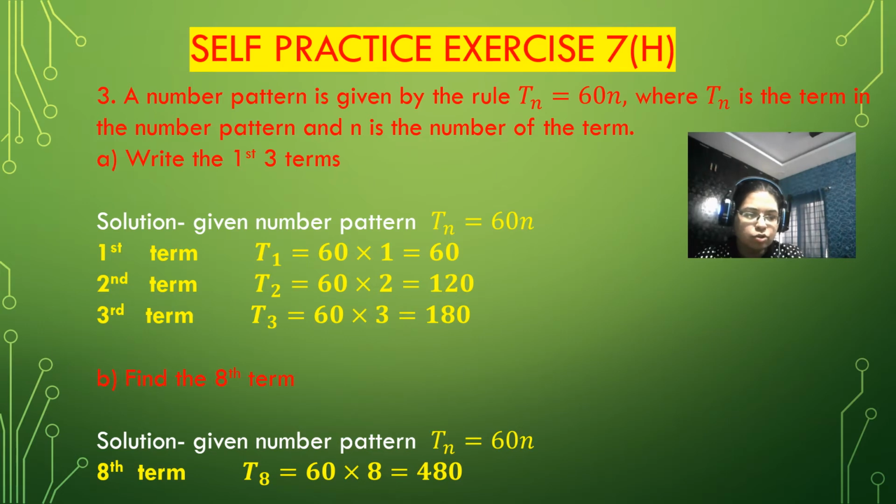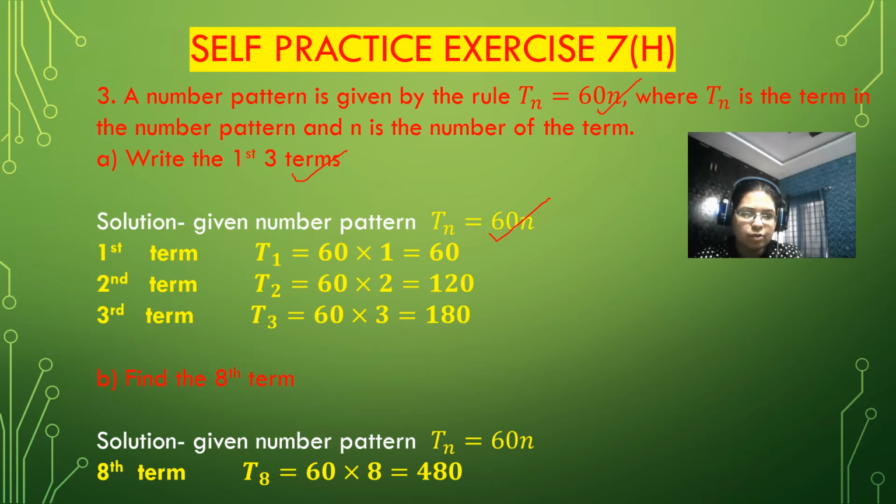Now we'll solve question number 3. Question number 3: a number pattern is given by the rule Tn equal to 60n, where Tn is the term in the number pattern and n is the number of the term. First bit is, write the first three terms. Given the number pattern Tn is 60n, we have to find the first three terms.